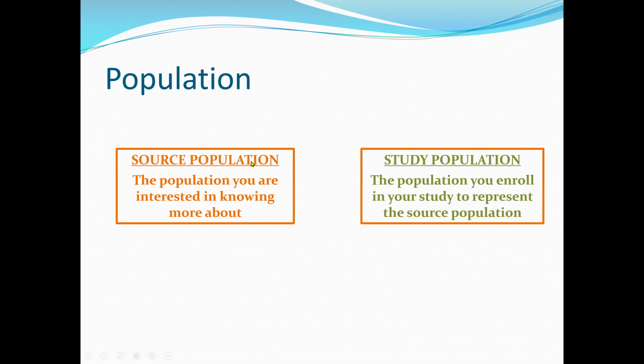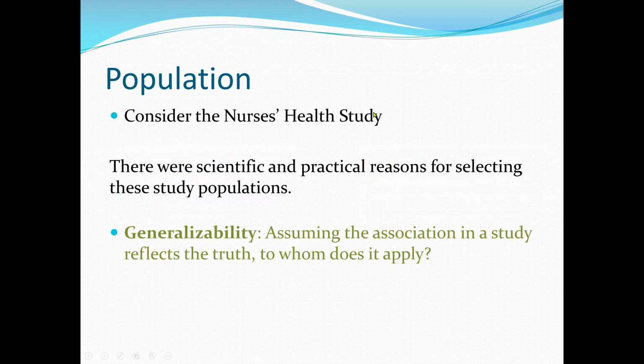The source population is the population you are interested in knowing more about. So that is called the source population. Then we have the study population. The study population will be the population you enroll in your study to represent the source population. So again, a population that we enroll in our study to represent the source population will be the study population.